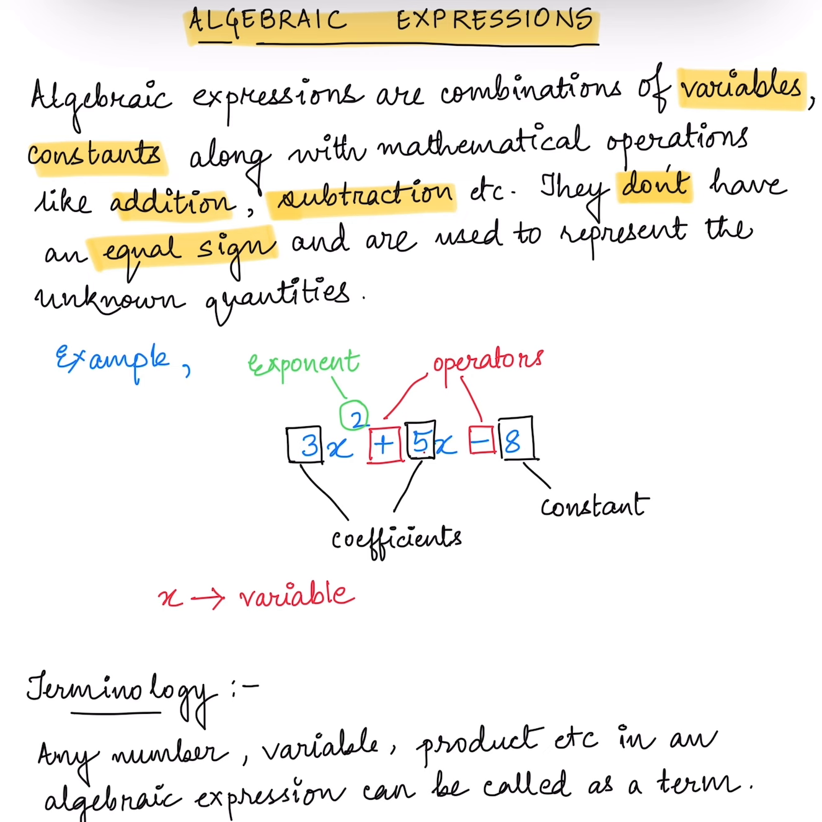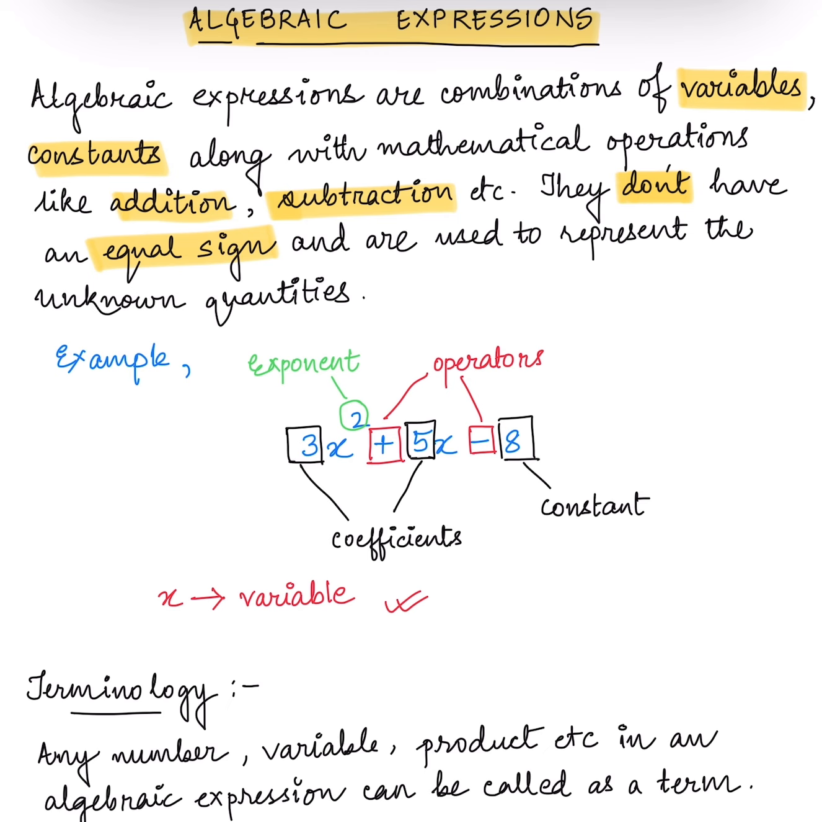Over here, 3 and 5 are the coefficients, 8 is a constant, the plus and minus are the operators, and in 3x squared, this 2 is an exponent and we have x as the variable. So basically this is a combination of a variable x, a constant, and different mathematical operators as well.